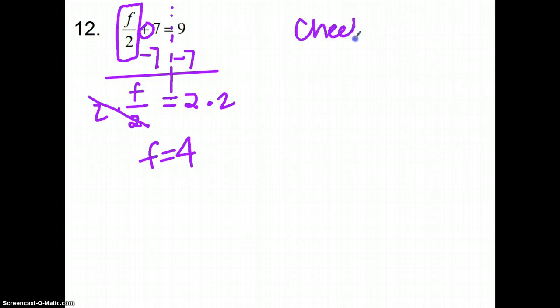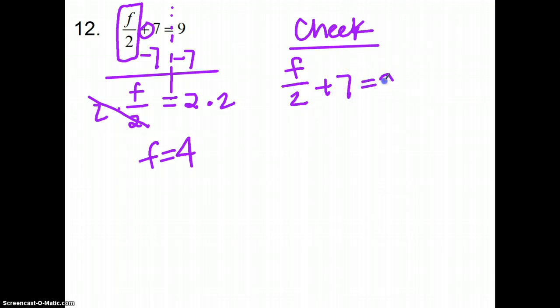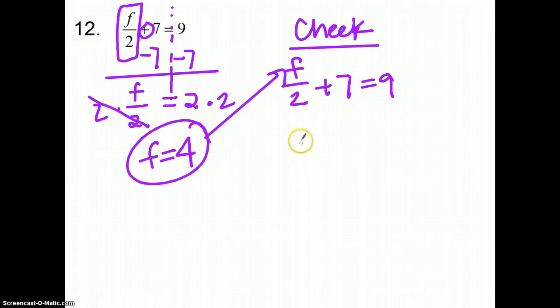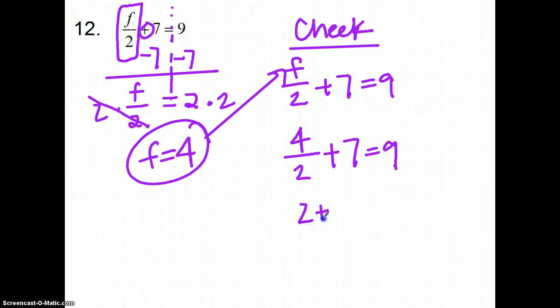Check my work. I need a 4-step check since this is a 2-step equation. I write my original equation, f over 2 plus 7 equals 9. Plug in f equals 4 for f. So I have 4 divided by 2 plus 7 equals 9. Then I evaluate 4 divided by 2, which is 2, plus 7 equals 9. And 2 plus 7 is 9, so 9 is equal to 9. And I know I am correct.